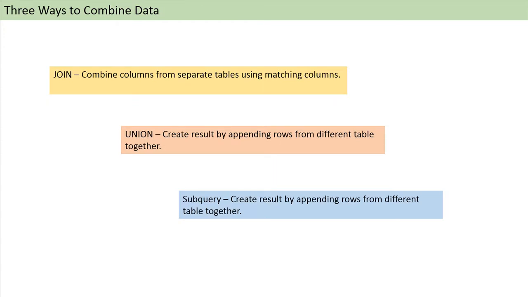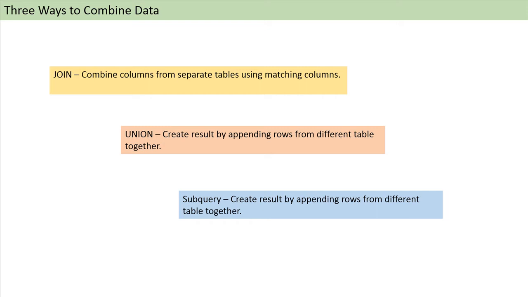So the three ways we're going to learn today to combine data are joins, unions, and subqueries. A join is used to combine columns from separate tables, and to do so, you use fields to match. It's called a join condition. You use that to match rows from the various tables, and then you can pull the columns in from those rows. Union is used to take rows from different tables and then add them to a single result. So if I had two tables that I needed to union together, one had four rows and the other one has five, my result would have nine rows.